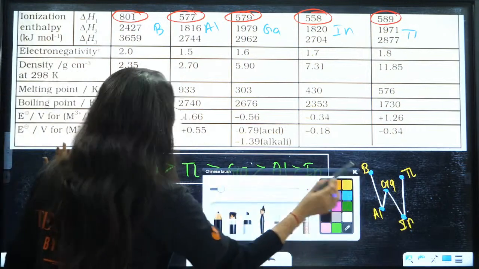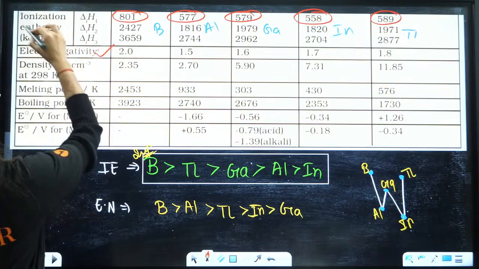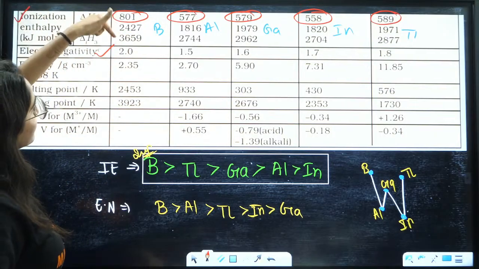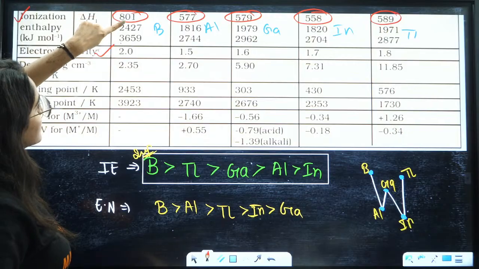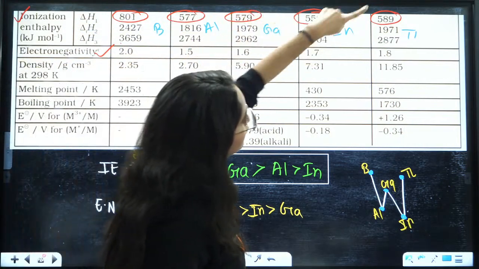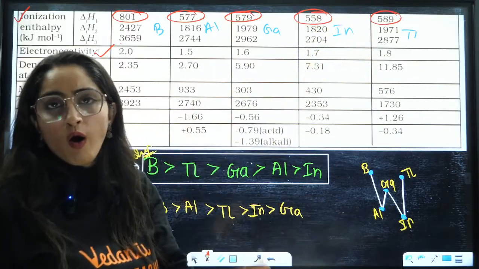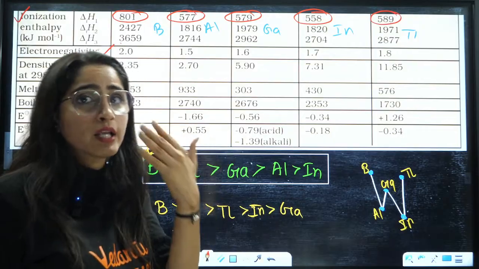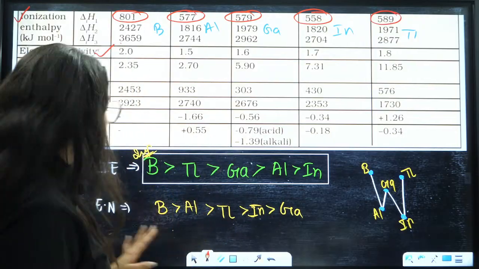Then let us study this chart. Electronegativity we have done. This is ionization enthalpy. As you can see, ionization enthalpy is also increasing. This is first, second, third. First, second, third. Always the first ionization energy is less, then you have the second, then the third is the maximum, right?